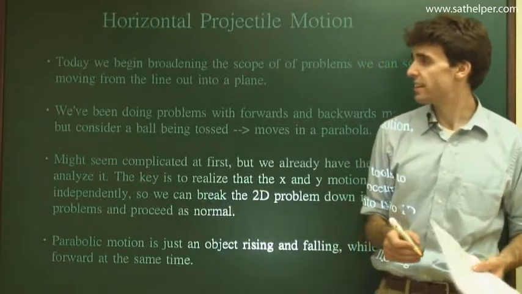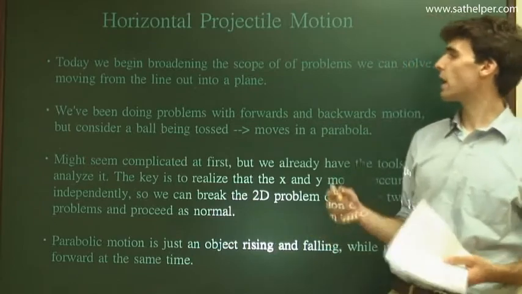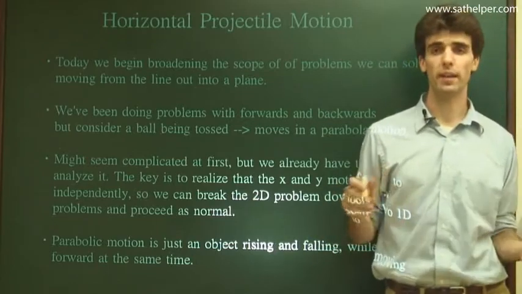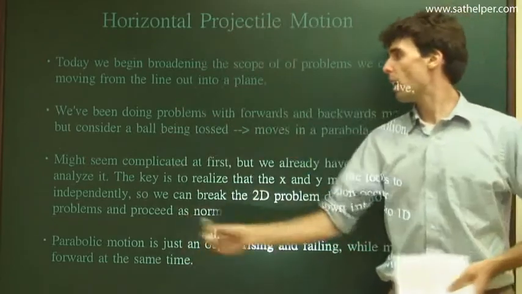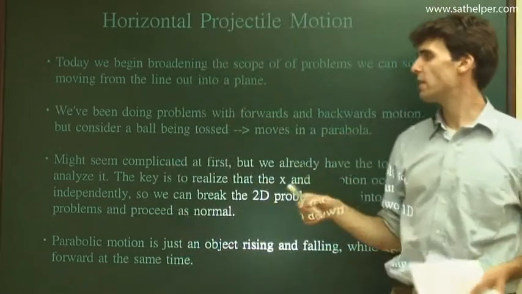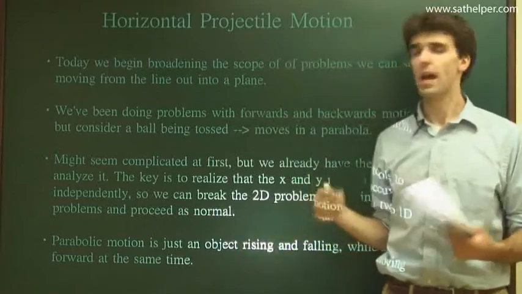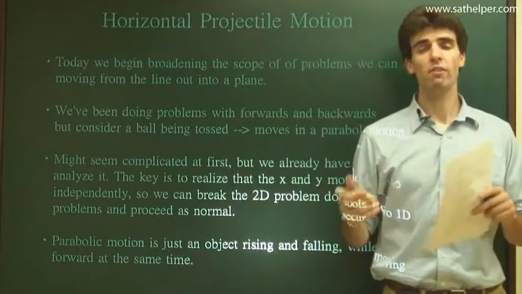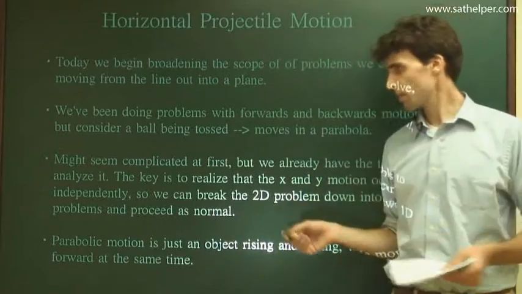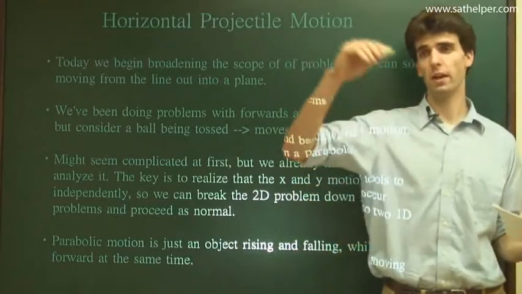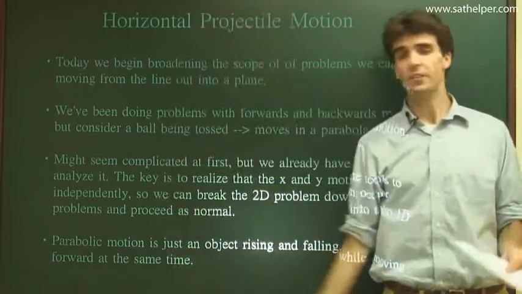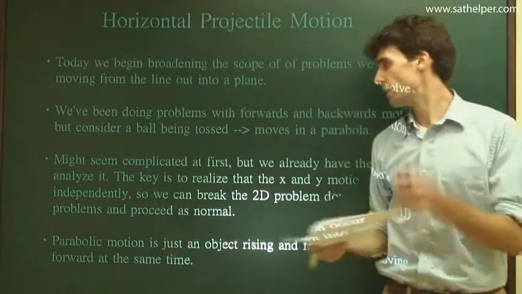As I said, today we begin broadening the scope of the problems we can solve and moving from the line out into a plane, like parabolic motion. We've been doing problems with forward and backwards motion, but consider a ball being tossed. That moves in a parabola, right? So now we're actually going to have to use some of that vector trig stuff we developed earlier in the course. Otherwise, you can't deal with a complex motion like this just based on negative and positive. Not going to cut it.